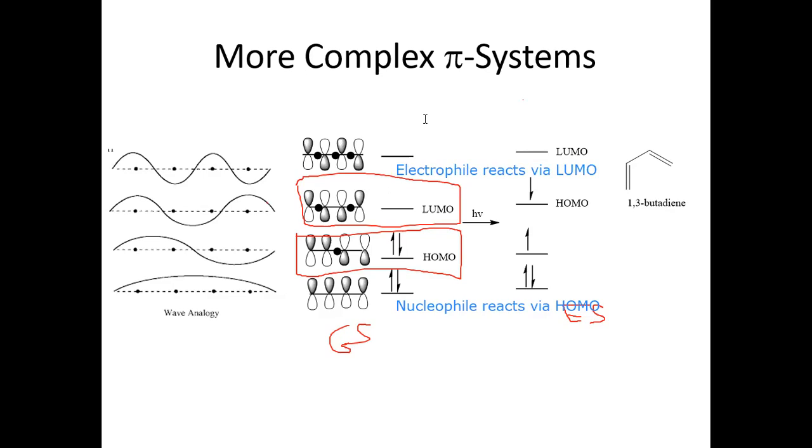If they are reacting through the LUMO with the HOMO of another system, then they're acting as electrophiles, right? Because electrophiles accept electrons. If they're acting as the nucleophile, then the HOMO of one system is going to overlap with the LUMO of another system. All right, so we're going to talk more about that later.